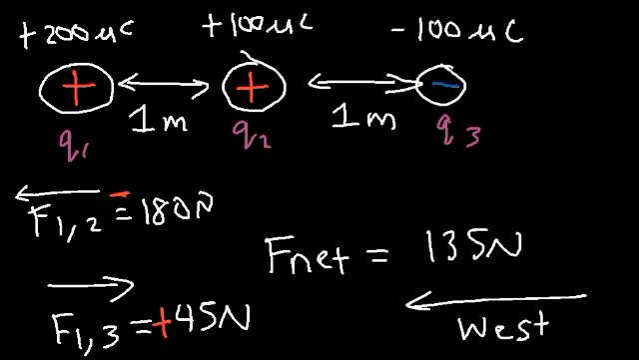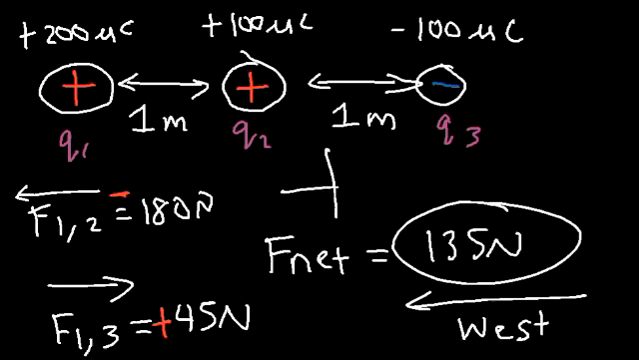Now, if the question is only asking you for the magnitude of the force, it's simply 135. If it's asking for direction, you have to say 135 newtons directed to the west, or you could say it's 180 degrees measured from the positive x-axis. 180 is the same as going to the west. So you can also say negative 135 if you want, but if they're asking for magnitude, just make it positive. So this is the answer.